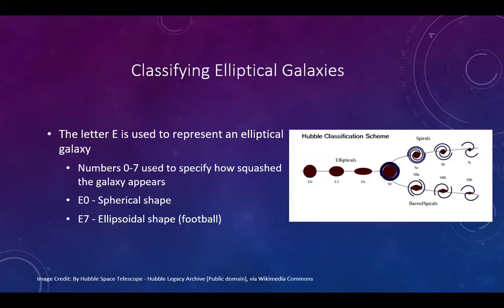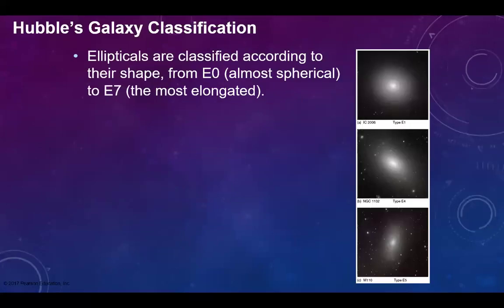For elliptical galaxies, we use the letter E, and the numbers 0 to 7 specify how squashed the galaxy appears. E0 is a sphere. E7 is a highly extended ellipsoidal shape. It's like a football. And various galaxies come in between.